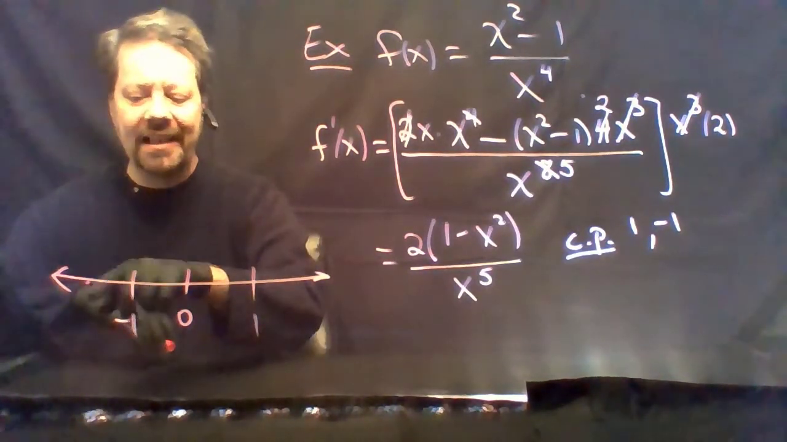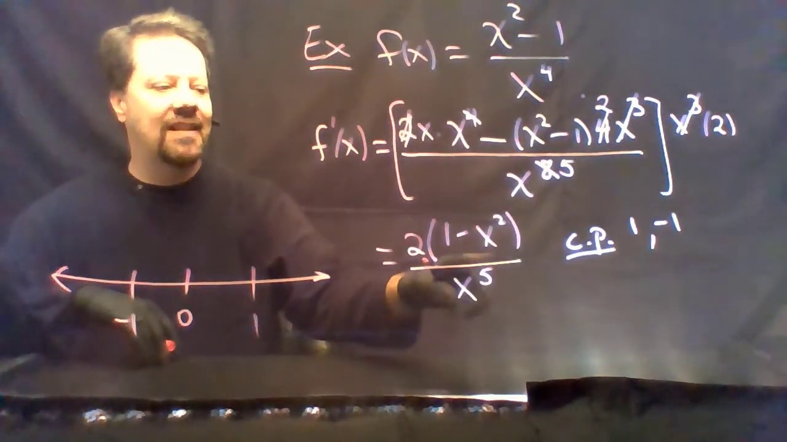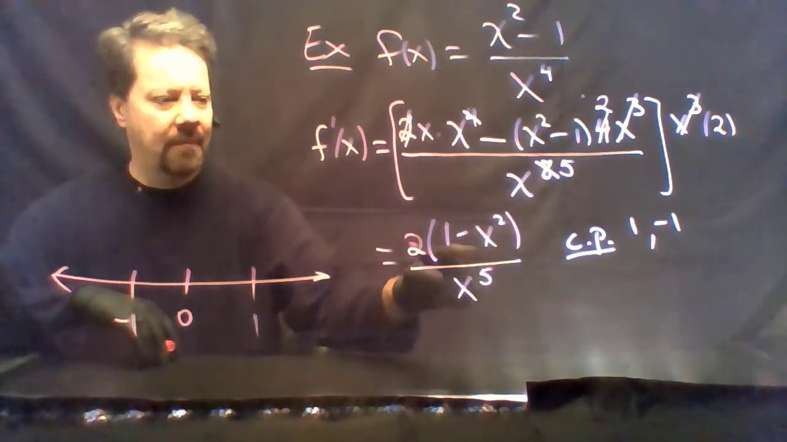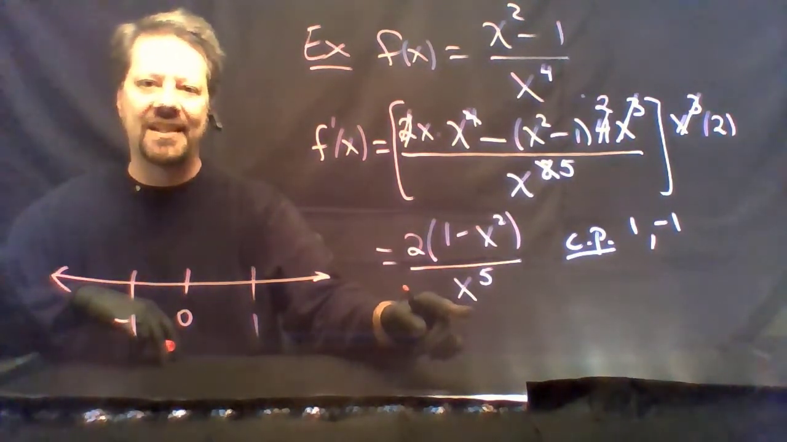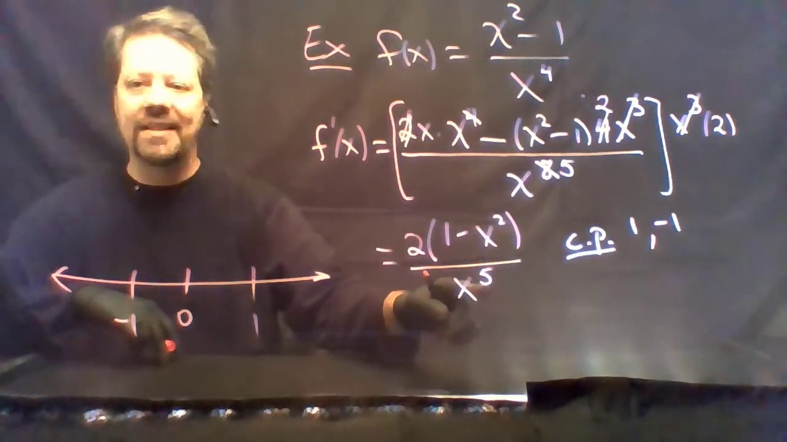So let's try negative 2. Negative 2 squared is 4. 1 minus 4 is negative 3, but we have a negative in the denominator, because when we raise a negative to a 5th power, we get a negative.